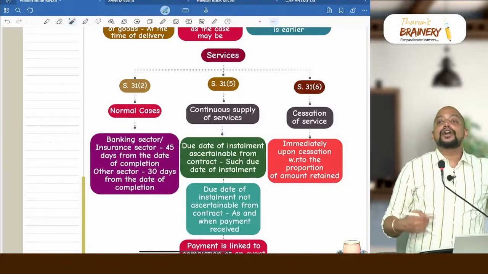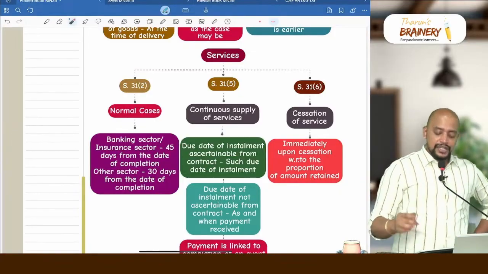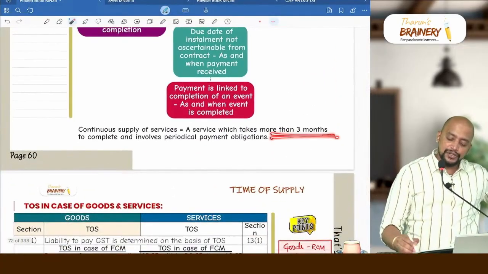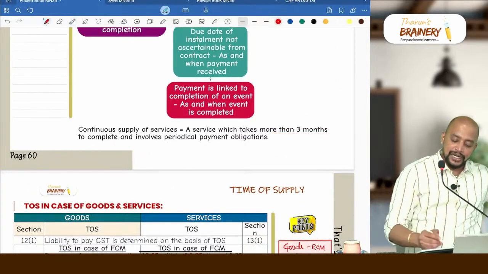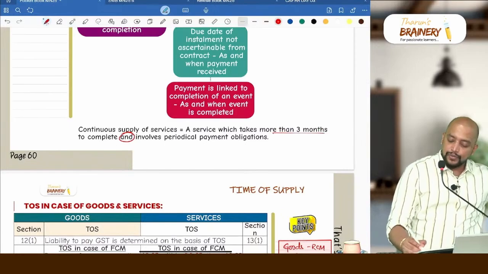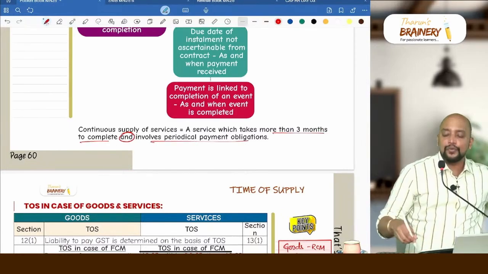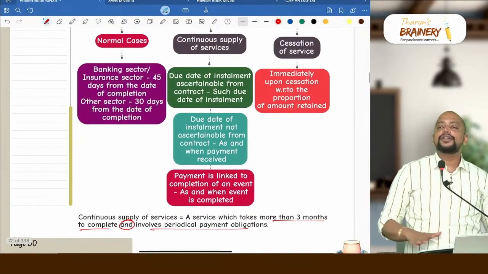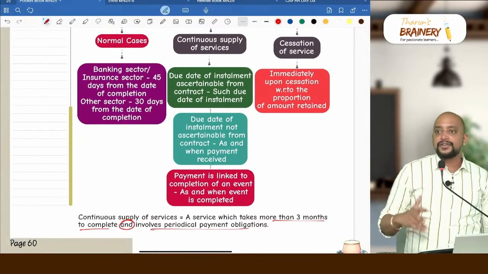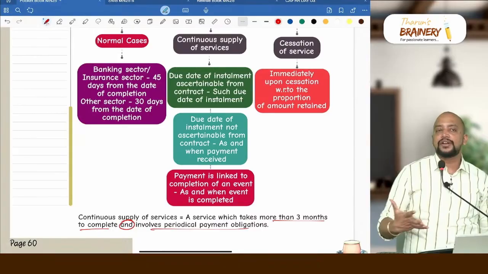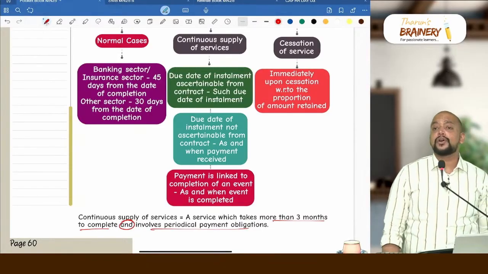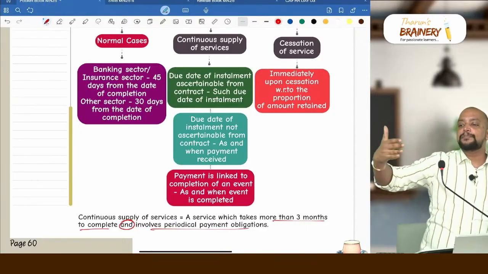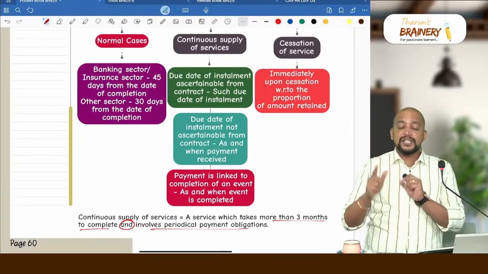Whereas in case of continuous supply of services, what does continuous supply of services mean? A service which takes more than 3 months to complete, and both conditions should be satisfied. It should take more than 3 months to complete and it should involve periodic payment obligation. Then only it is a continuous supply of service. For continuous supply of service, we need to check whether the due date of installment is ascertainable from the contract. For example, a construction contract is a continuous supply of service because it will take more than 3 months and there will be some periodic payments also, and they will specify the due date.